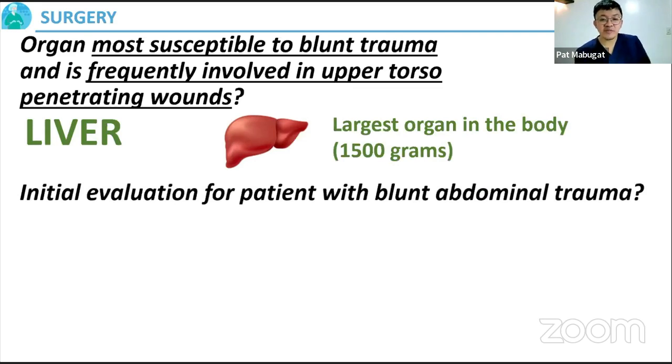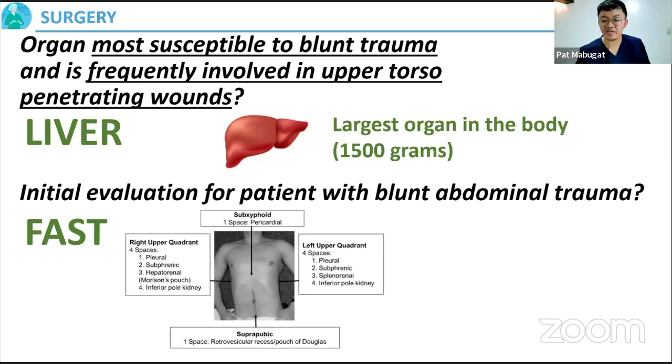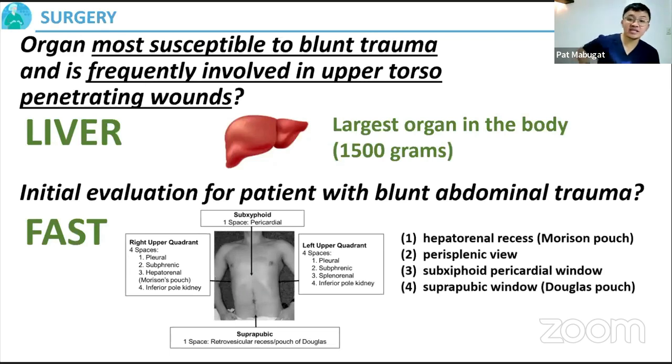What's the initial evaluation for patients with blunt abdominal trauma? Before, they were using DPL, or diagnostic peritoneal lavage. However, it has since been supplanted, replaced by a more accessible, more affordable, easier to interpret, and less invasive FAST, or focused assessment sonography for trauma, right? So we actually have 4 areas of the abdomen to evaluate in FAST. We have the hepatorenal recess on the right, the perisplenic view on the left. Down, we have your suprapubic window, the pouch of Douglas, and up, we have the subxiphoid pericardial window.